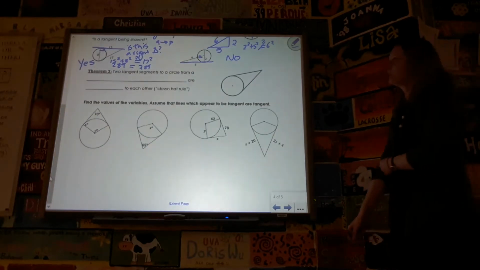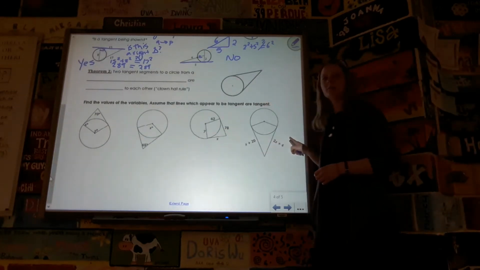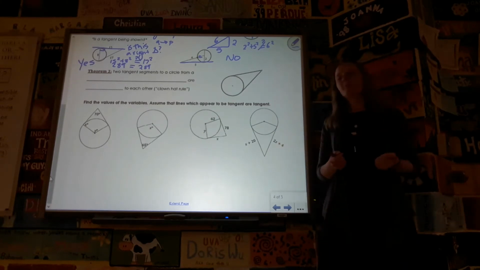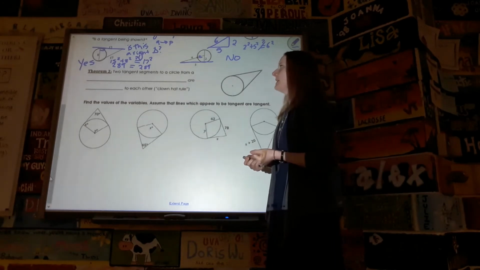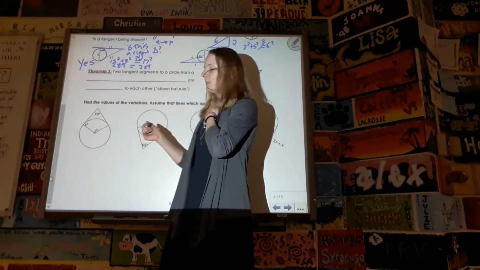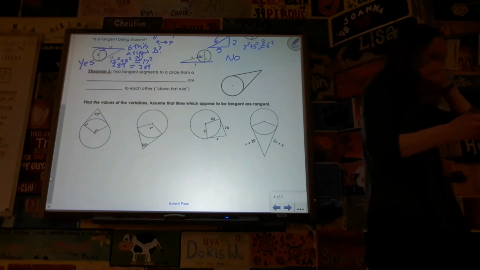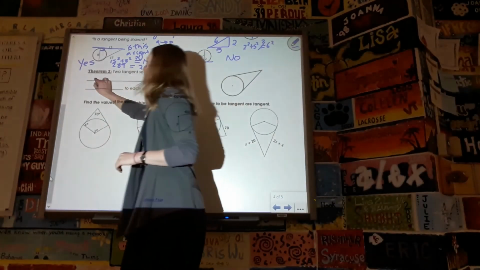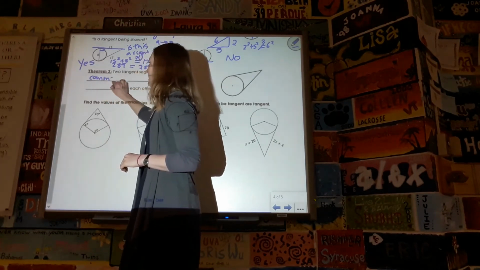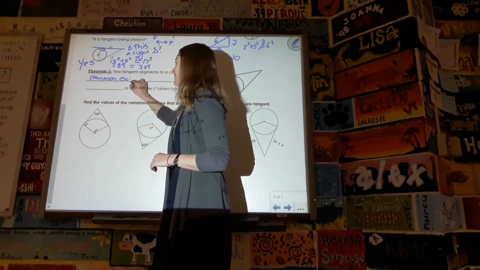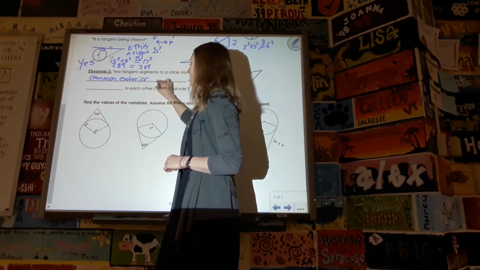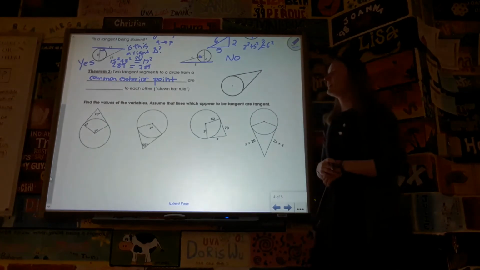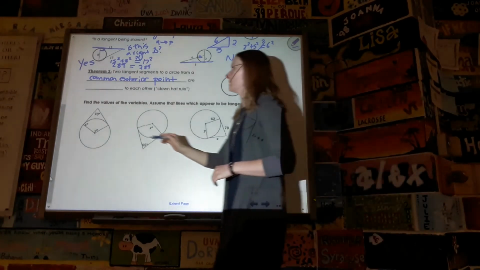Now, the second rule that we're going to learn here and then practice here. I like to refer to, some people call this the clown hat rule or the ice cream cone rule. It's very simple. So 2 tangent segments to a circle from a common exterior point, so that's going to go here, are congruent to each other.